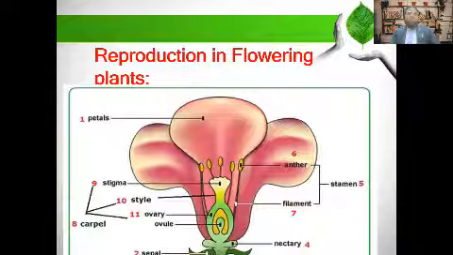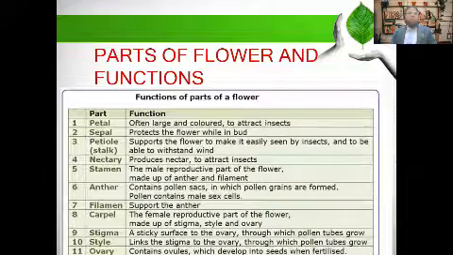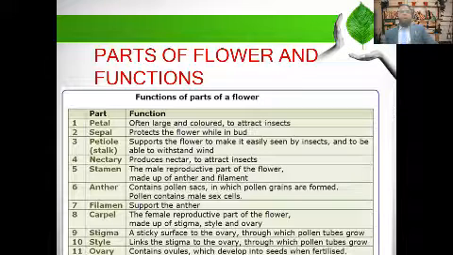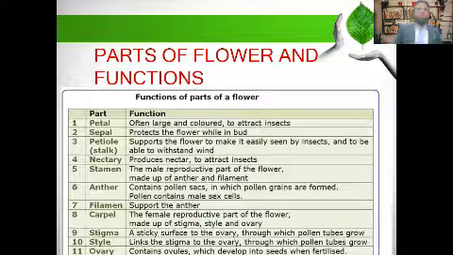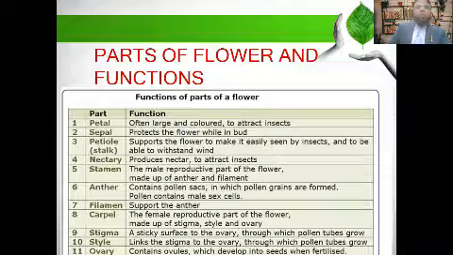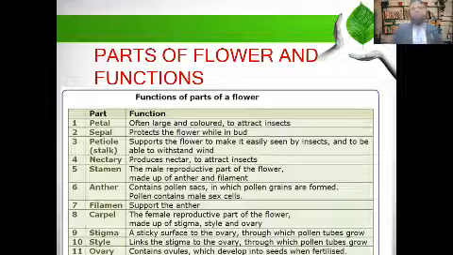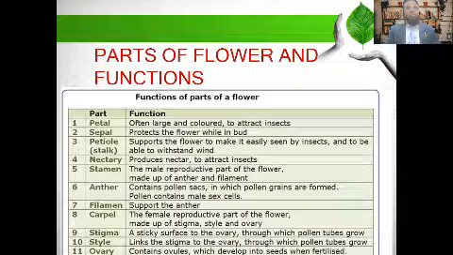Each part has a specific function. Now let's move to the functions. See here, petals are often large and colored to attract the insects, because petals have nectar, or sweet juice, due to which the insects move towards the petals. And sepal protects the flower while in bud, and petals support the flower to make it easily seen by insects.